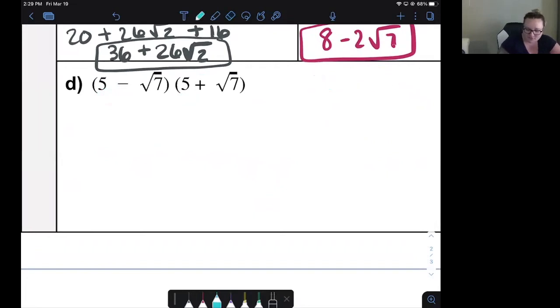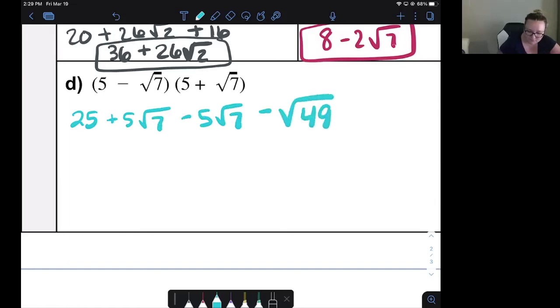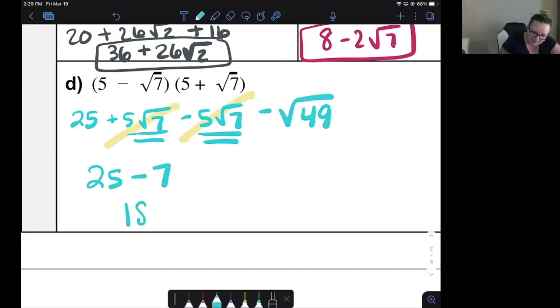All right, well, let's start multiplying. 5 times 5 is 25. 5 times root 7 is 5 root 7. Negative root 7 times 5 is negative 5 root 7. Negative root 7 times root 7 is negative root 49. Oh, hey, what happens here? 5 root 7 minus 5 root 7? Isn't that just 0? So we're left with 25 minus the square root of 49, which is 7. 25 minus 7 is 18. The middle terms canceled. The radical ended up dropping out, and we're left with an integer.